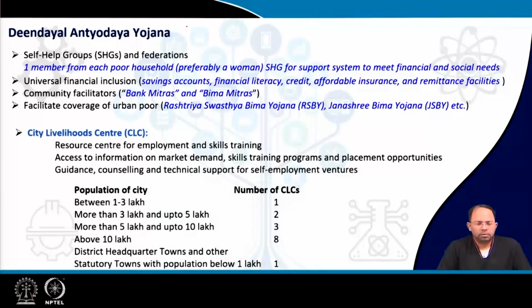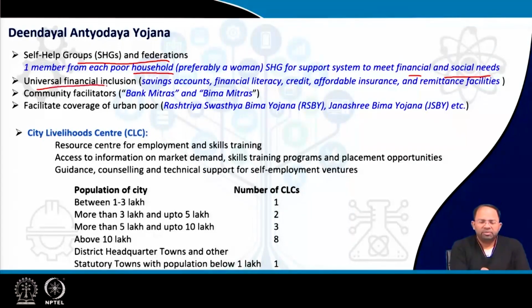So usually what this scheme covers are formation of self-help groups and federations. One member from every poor household, and preferably a woman member, should be part of these self-help groups, and these groups act as a support system to meet financial and social needs in that particular community.